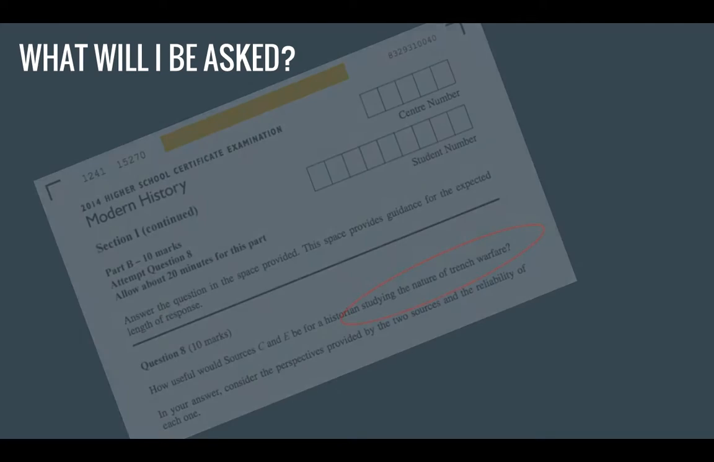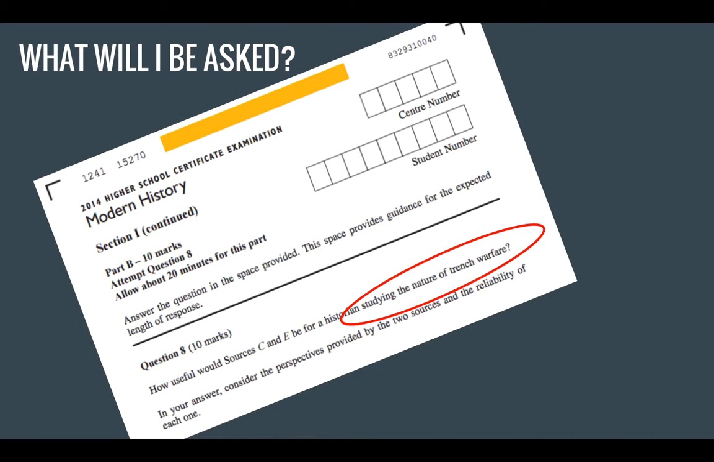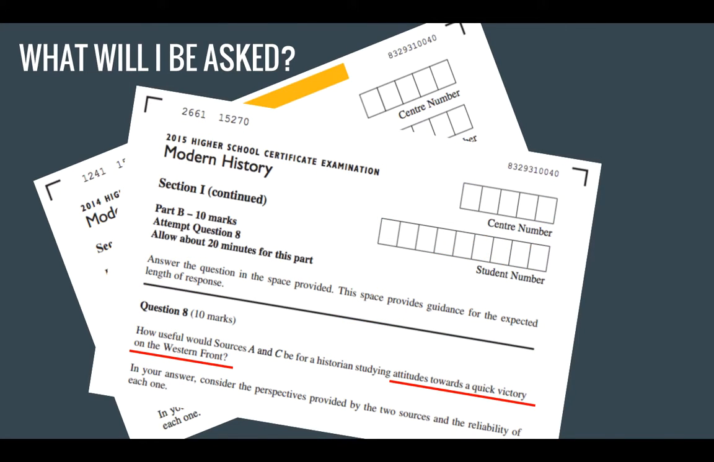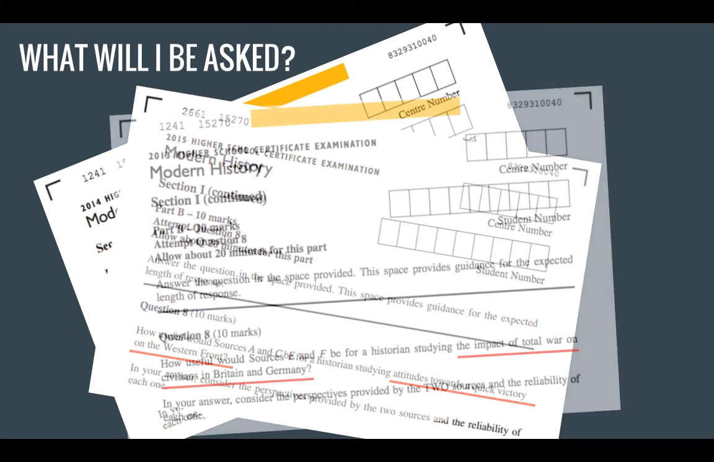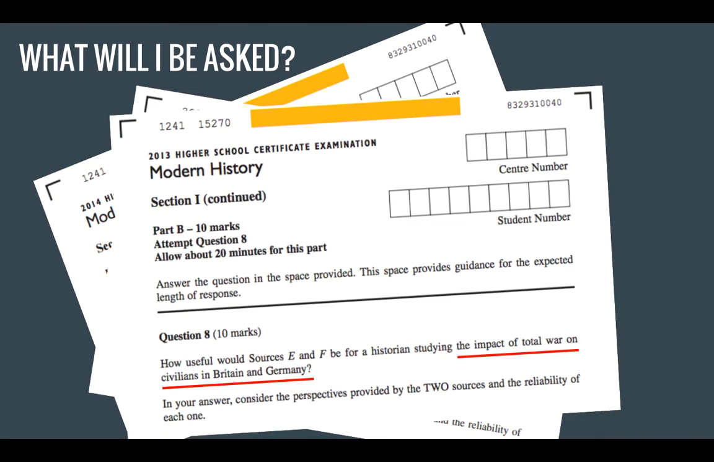So what will you be asked? Basically, you get the same question every year, but with a little tweak. So for example, in 2014, you got asked how useful the sources would be in regards to studying the nature of trench warfare. In 2015, you got asked how useful the sources would be for attitudes towards a quick victory on the Western Front. In 2013, you were asked about the impact of total war on civilians in Britain and Germany. It's very important to take this into account. You must be very specific about how you answer the question in relation to the issue being asked.